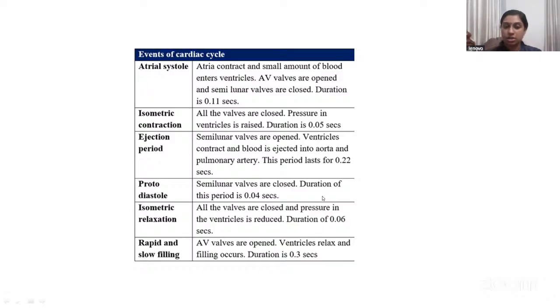Next phase is the isometric relaxation. Here also all the valves are closed and the pressure inside the ventricles is reduced, and the duration is only 0.06 seconds. So basically, this is a brief summary of the cardiac cycle. This you have to learn very well. This CVS topic, the cardiac cycle, is very important. That's the basics. And next is the rapid and slow filling. There the AV valves are open and the ventricles relax and the filling occurs. The duration is about 0.3 seconds.